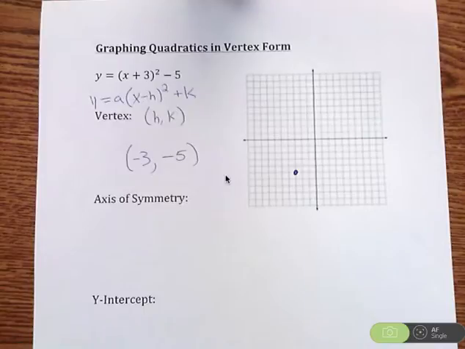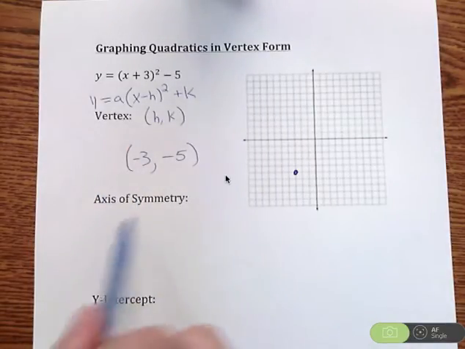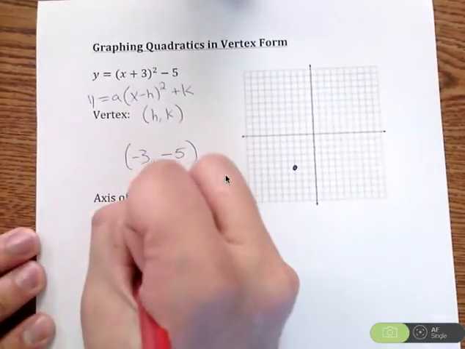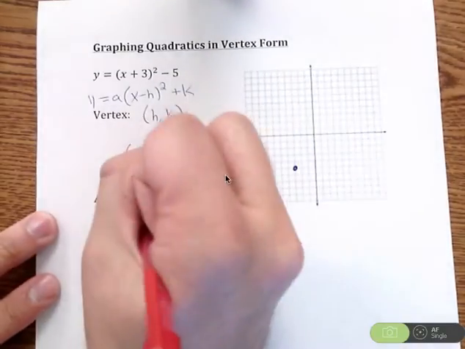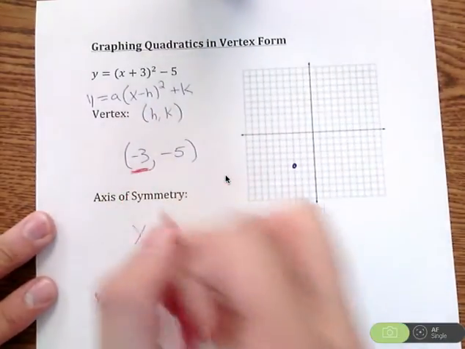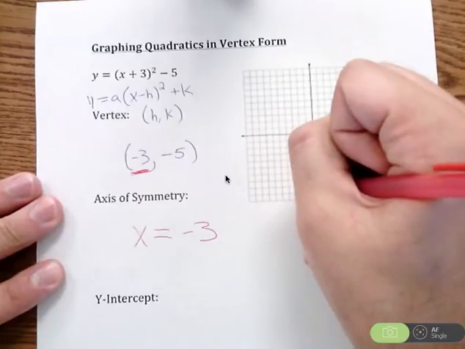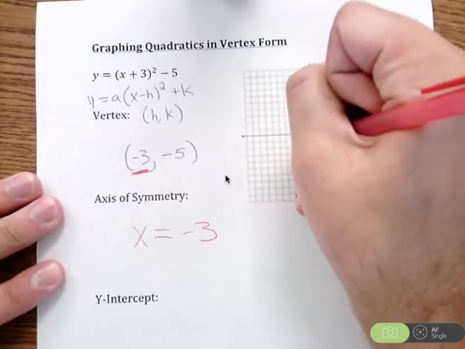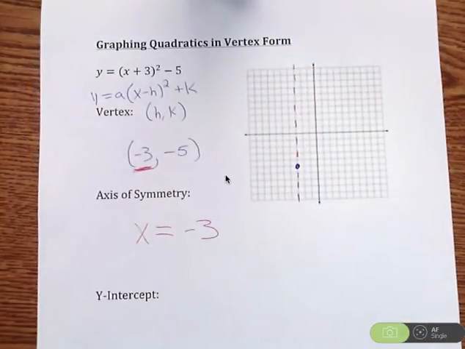The next piece I'm going to work with is the axis of symmetry. Once you know the vertex, you know the axis of symmetry. The axis of symmetry is always going to be x equals, and the trick here is the x value of your vertex is always going to be your axis of symmetry. So I'm going to have x equals -3 as my axis of symmetry. Remember, it's the line of symmetry that goes right down the middle through your vertex. So I'm going to put dashes in there to show my axis of symmetry.